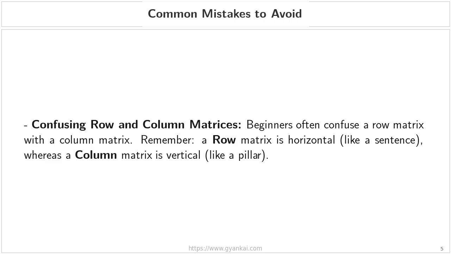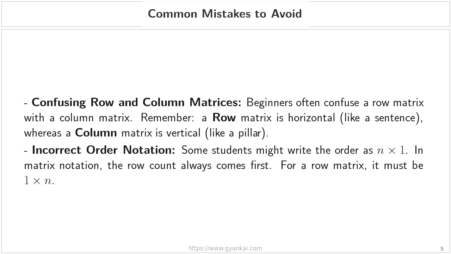First, it is very common for beginners to confuse a row matrix with a column matrix. To keep these two distinct, simply remember that a row matrix is horizontal, much like a sentence written across a page. In contrast, a column matrix is vertical, similar to a pillar supporting a building.